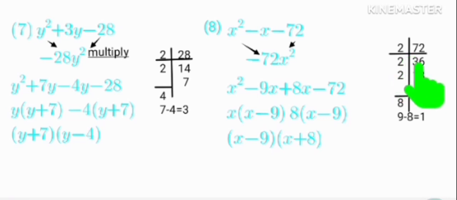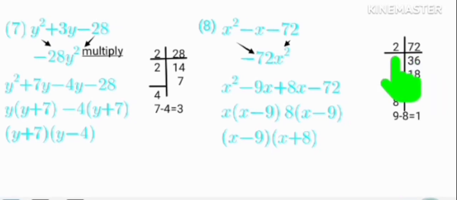There's no way we are going to add 36 and 2 or subtract 2 from 36 that will give us 1. So we need to divide again. 36 divided by 2, we're going to have 18. 2 times 2 will give you 4. There's no way we can add 4 to 18 that will give us 1, or subtract 4 from 18 that will give you 1. So we need to divide again by what?